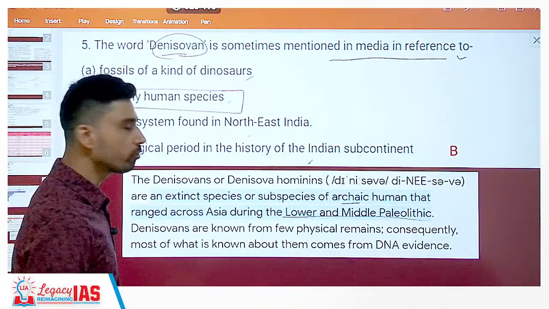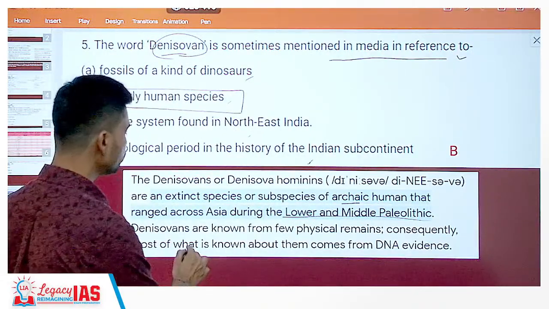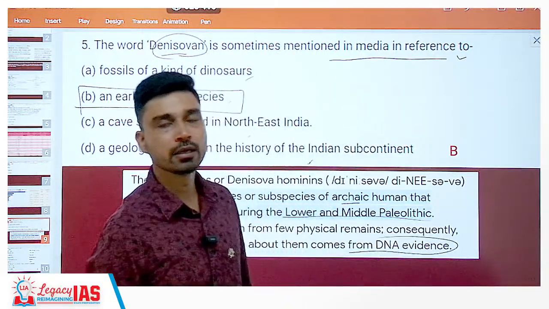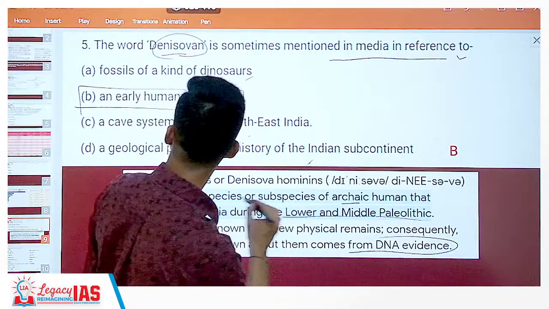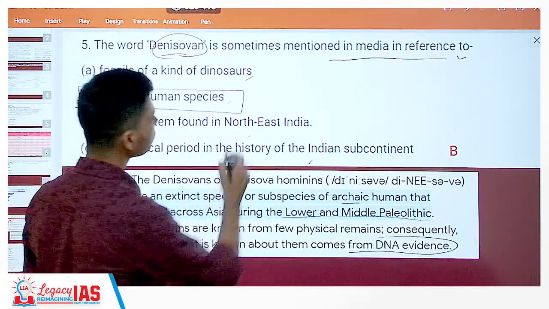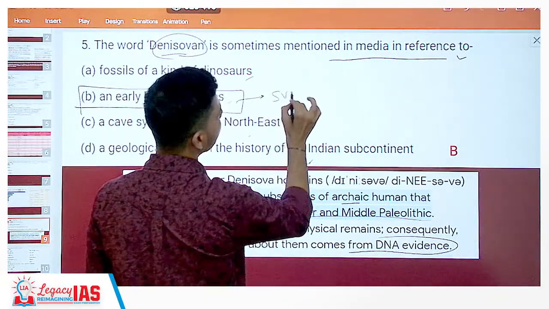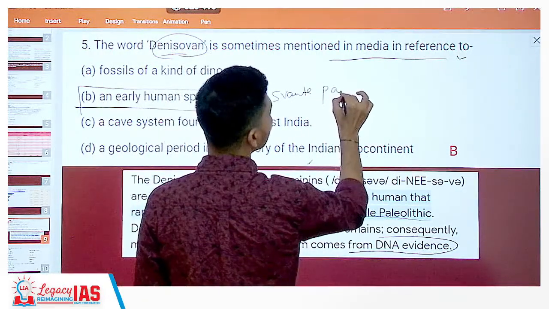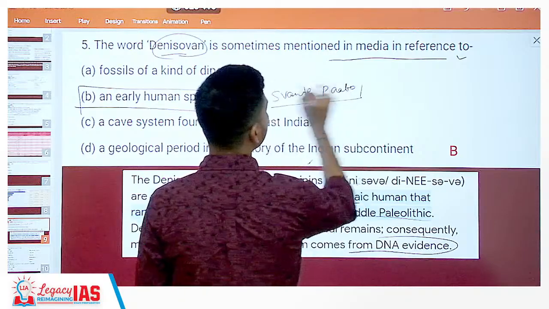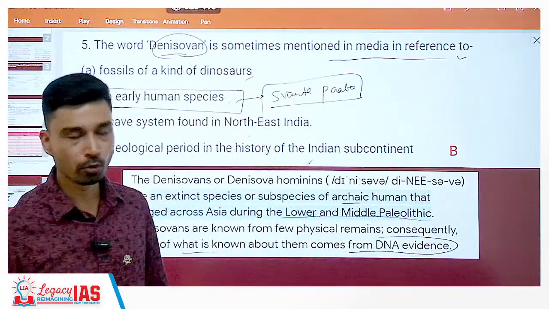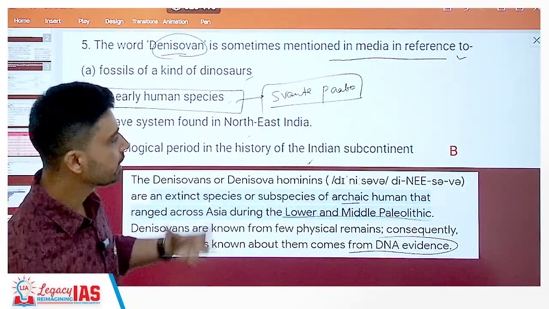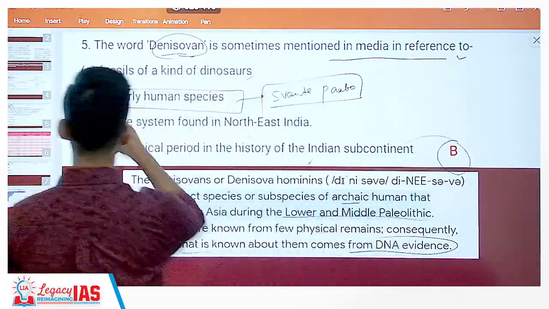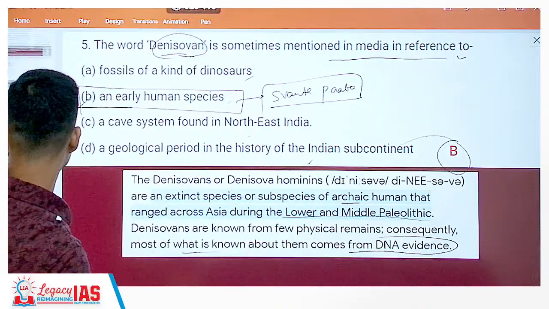Denisovans are known from few physical remains. Consequently, most of what is known about them comes from the DNA evidence that has been gathered. Two years back, a well-known archaeologist and biologist by the name of Svante Pabo received the Nobel Prize for this work on mapping their DNA. That is why Denisovan is a very important term. Simple answer, the correct answer is B, an early human species.